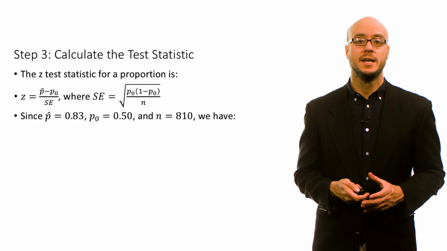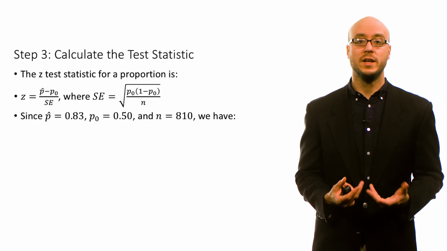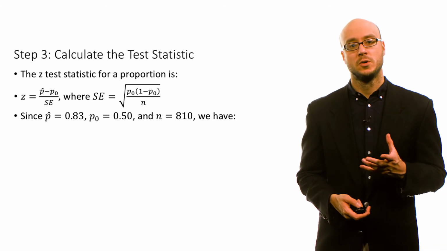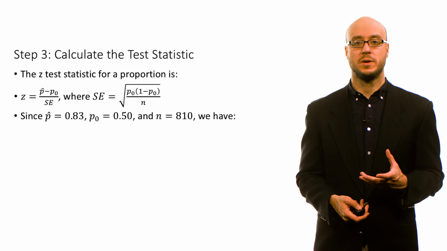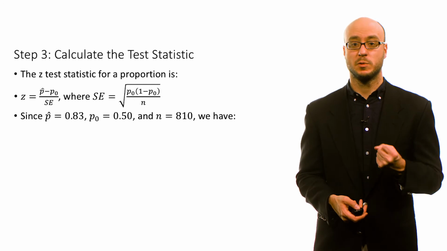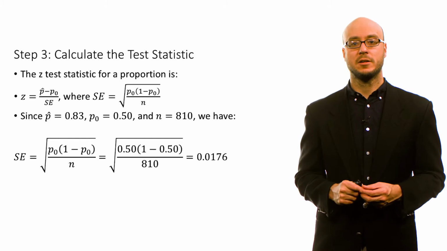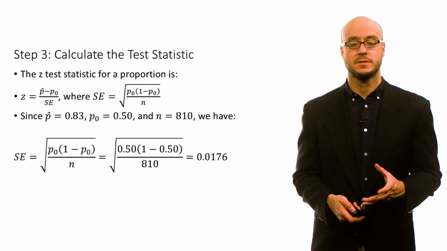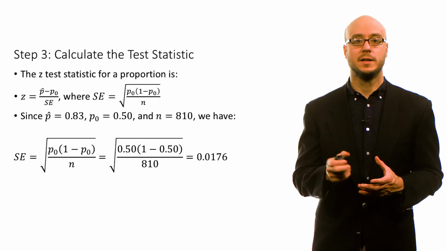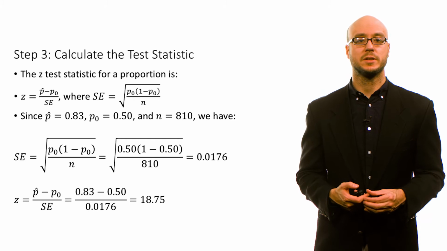We just calculate it in a slightly different way because we're dealing with proportions and it's more convenient to calculate it that way. So since p hat equals 0.83 and the claimed value of the proportion of the population is 0.5, that's what we're testing, and the sample size is 810, we can calculate a standard error of 0.0176. This is the expected standard deviation of that sampling distribution.